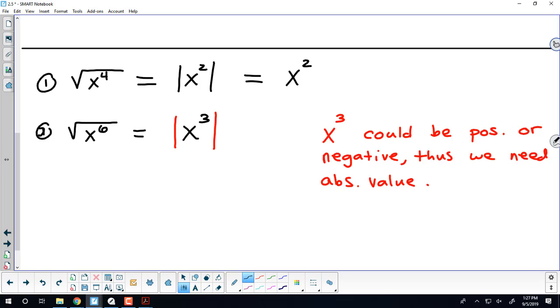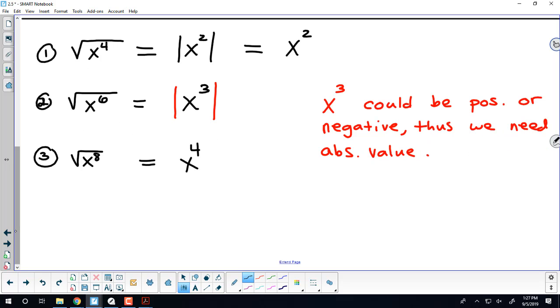Oops, I can't count. Okay, so a couple more. What's the square root of x to the 8th? X to the 4th, always positive, don't need absolute value. What's the square root of x to the 10th? X to the absolute value of 5. So that's the absolute value of x to the 5th.